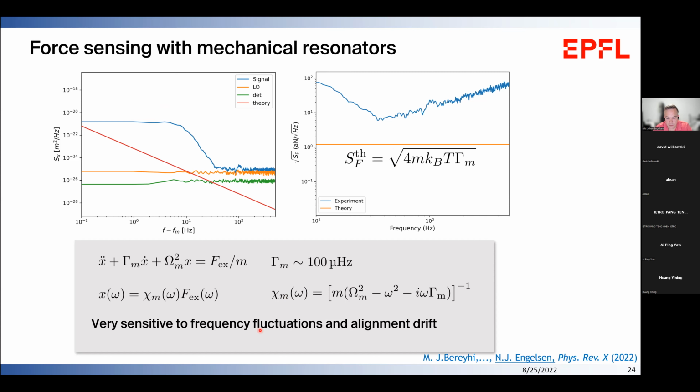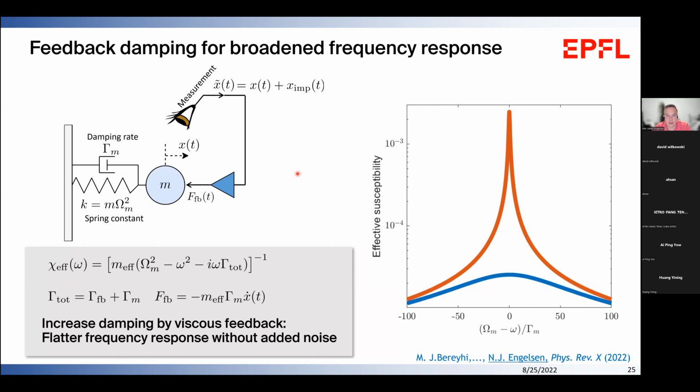We are then prevented by these frequency fluctuations and alignment drift from reaching this limit. So what can we do about this? Well, we can apply some feedback damping. If we measure the oscillator and apply a certain kind of feedback, basically just a viscous feedback force, we can widen the frequency response of the mechanical resonator without adding extra noise.